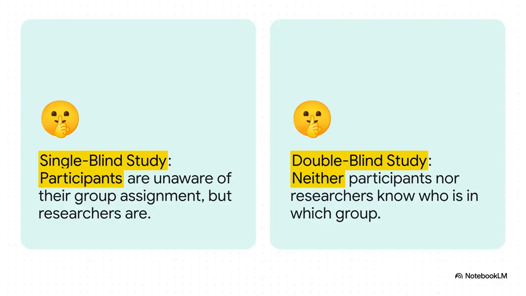So what's the solution? You basically have to keep people in the dark. In what's called a single-blind study, the participants have no idea which group they're in. That's pretty good. But the real gold standard, the best of the best, is a double-blind study. In this case, nobody knows who's in which group, not the participants, and not the researchers running the test. Not until all the data is in. This is, hands down, the best way to protect against both the placebo effect and our own biases.